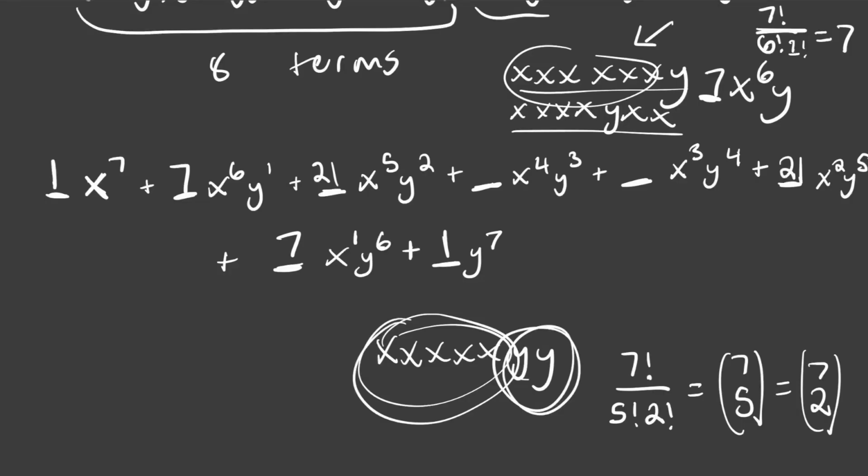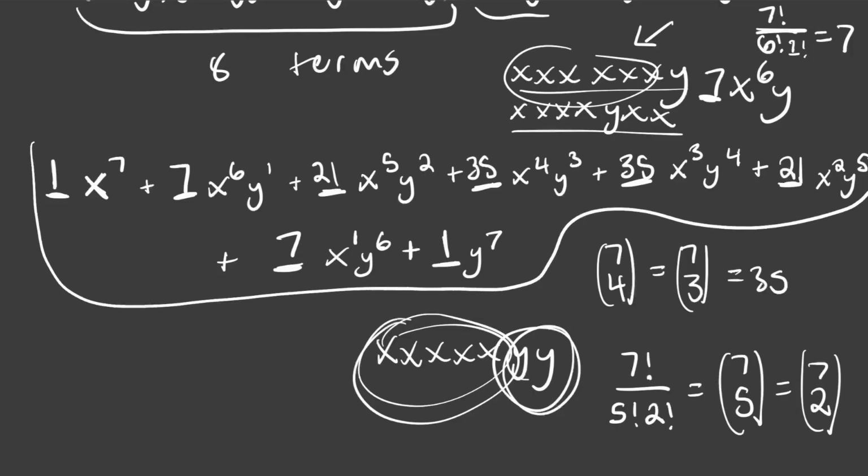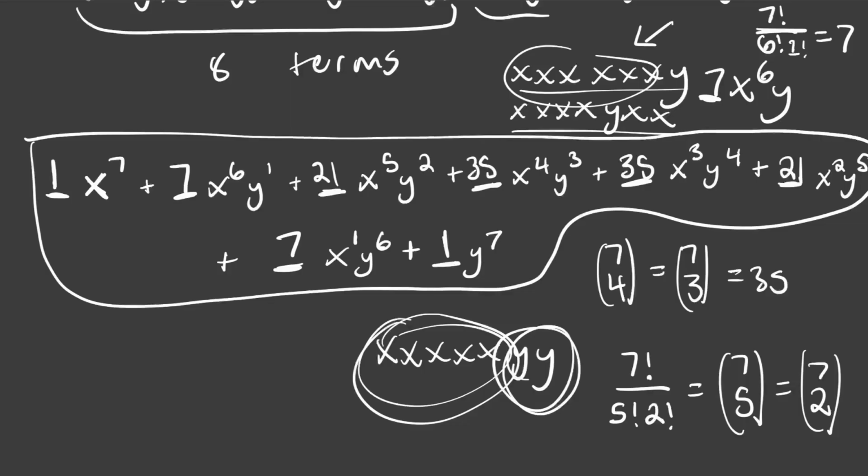So now let's do 4 x's and 3 y's. Well, it's just going to be 7, and we're choosing 4 of them to be x's. Or equivalently, we're choosing 3 of them to be y's. These are the same thing, obviously. This is going to end up equaling 35, so we're going to have 35 for both here and here. And this right here, this entire expansion, is going to be the final answer to our problem.